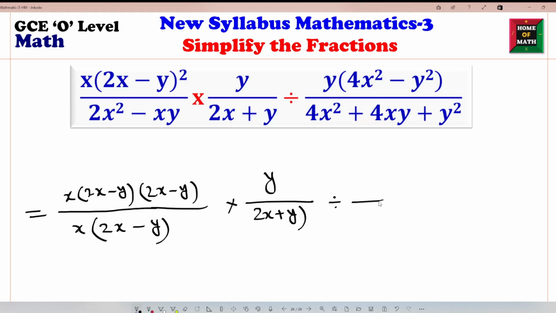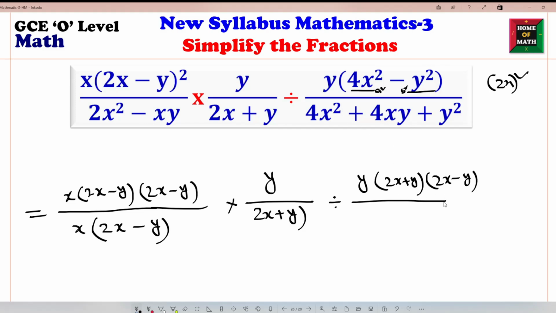Divided by, we can write here is y, and look, here is 4x square minus y square. It's looking like a square minus b square. So we can write (2x plus y) times (2x minus y). Why this one? Because 2x square we can write as (2x) whole square. It means 2 times 2 square means 4, x square means x square.